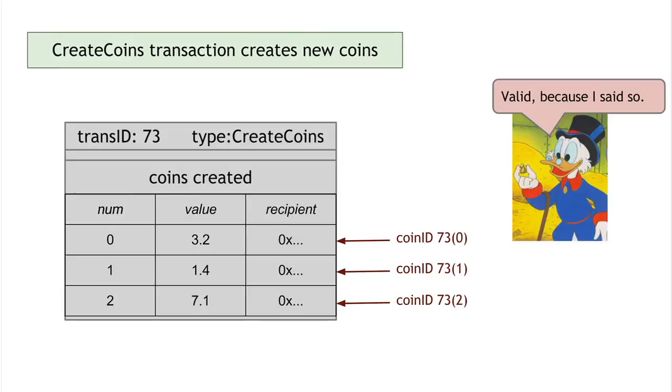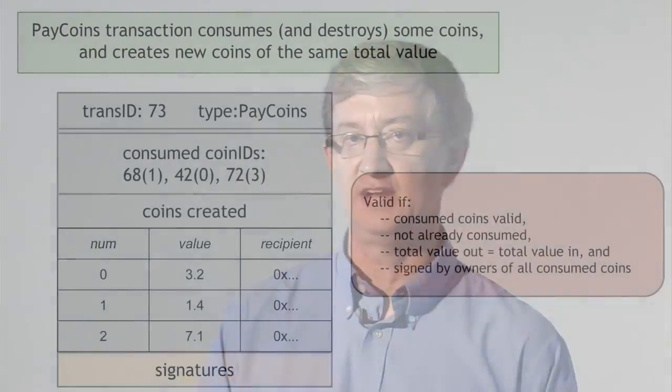A create coins transaction is always valid. Why is it valid? Well, because Scrooge said so, and they call it Scrooge coin for a reason. If Scrooge puts this into the history which he signs, then it's valid by definition. We don't need to worry about whether Scrooge is entitled to create coins, just like we didn't need to worry in Goofy coin about whether Goofy is entitled to create coins. The rules of the system, which were created by Scrooge, simply say that if Scrooge wants to make coins, then that's valid. So anything he puts into the history is valid.